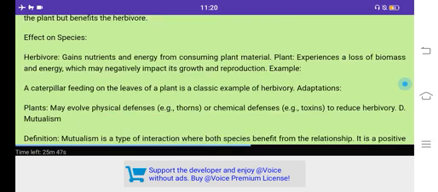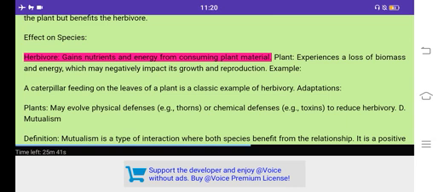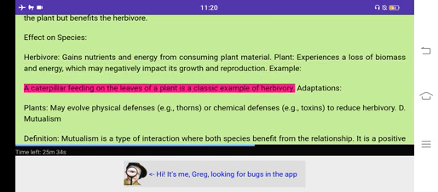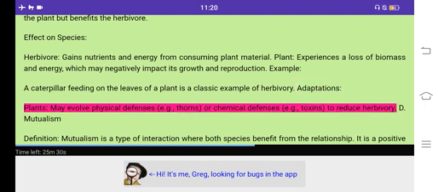C. Herbivory. Definition: herbivory is an interaction where an herbivore feeds on plants. This interaction generally harms the plant but benefits the herbivore. Effect on species: the herbivore gains nutrients and energy from consuming plant material. The plant experiences a loss of biomass and energy, which may negatively impact its growth and reproduction. Example: a caterpillar feeding on the leaves of a plant is a classic example of herbivory. Adaptations: plants may evolve physical defenses, e.g., thorns, or chemical defenses, e.g., toxins, to reduce herbivory.